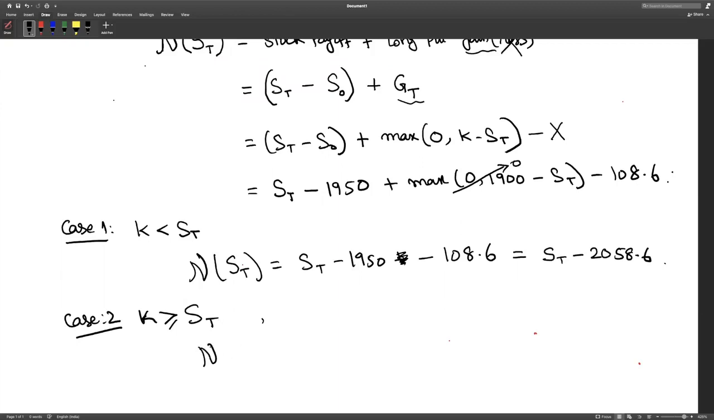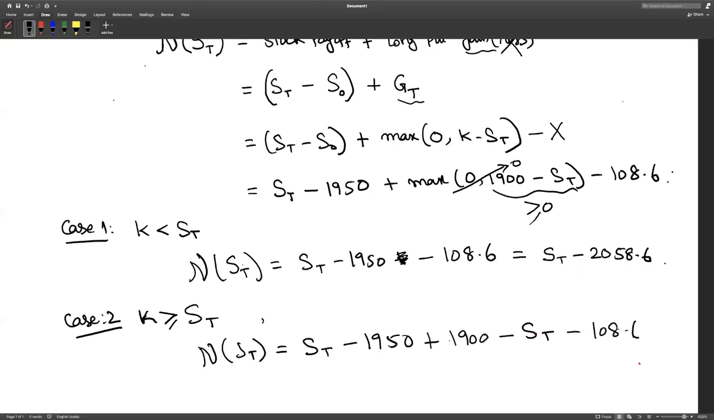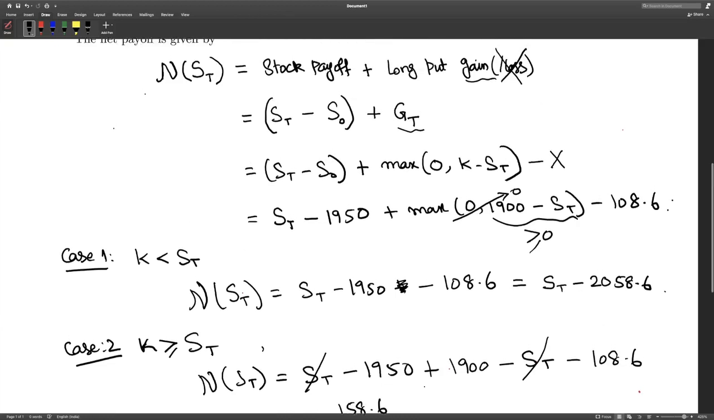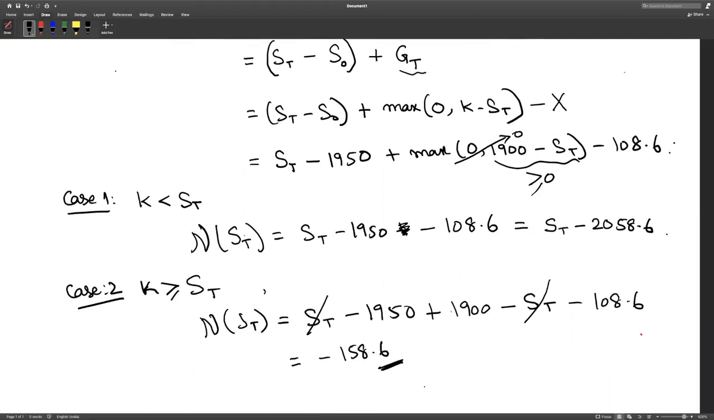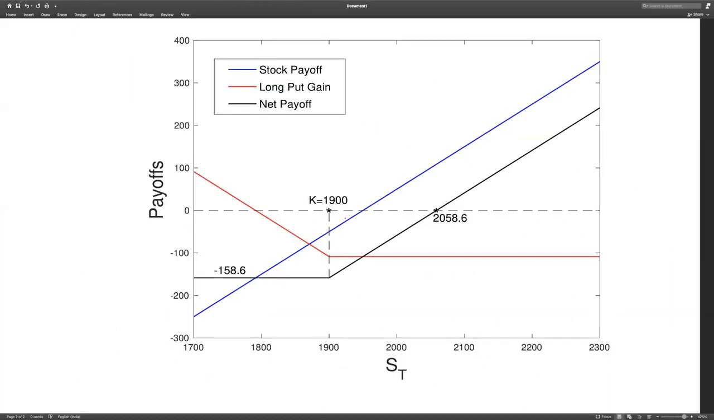Next, consider the case when K is greater than or equal to ST. In this case, the net payoff is given by, again, ST minus 1950 plus 1900 minus ST, because this is now positive, minus 108.6. So that will make ST cancel, and we get minus 158.6.